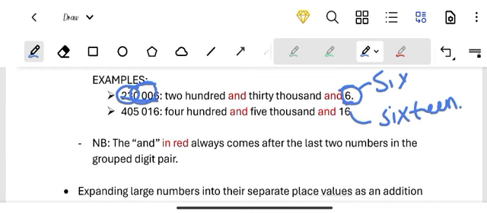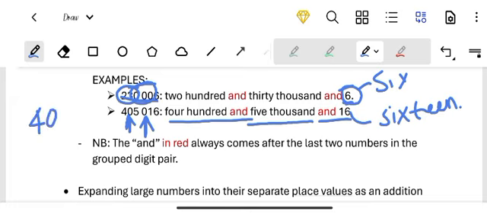The next one is 405016. I stated, okay, since I don't have that one, I don't have that one, it means that my answer is going to be 405,016. Okay, so now you are done. What you do is, if there is a 0, you don't state that non-existing number.